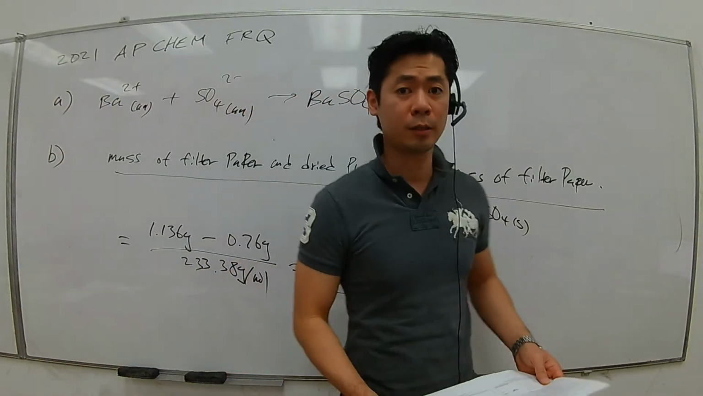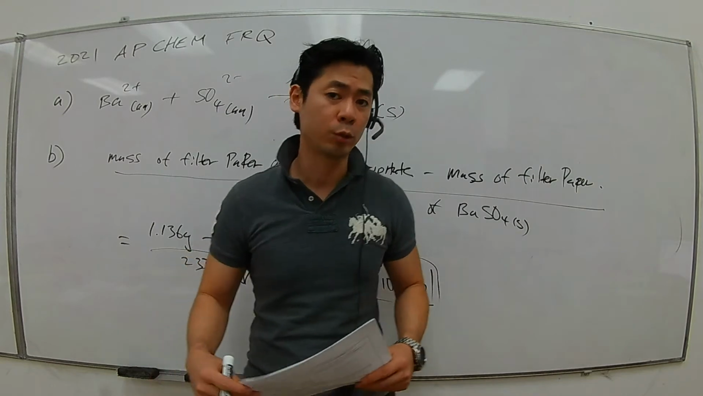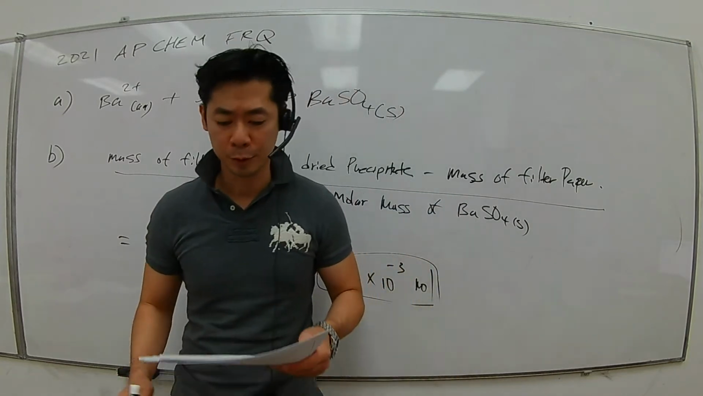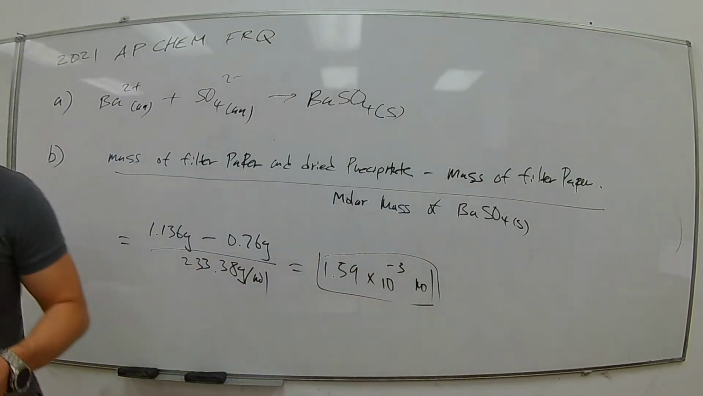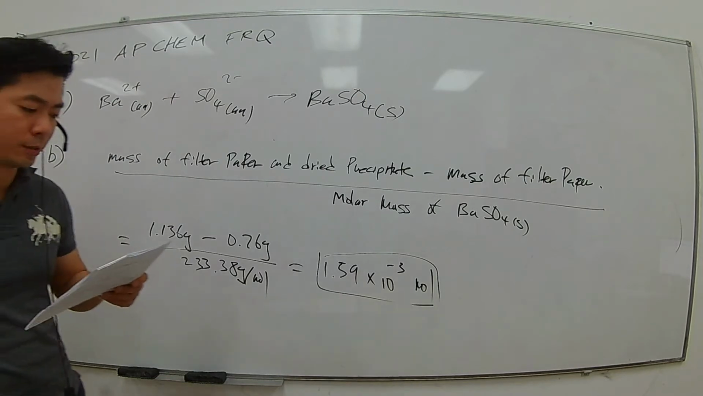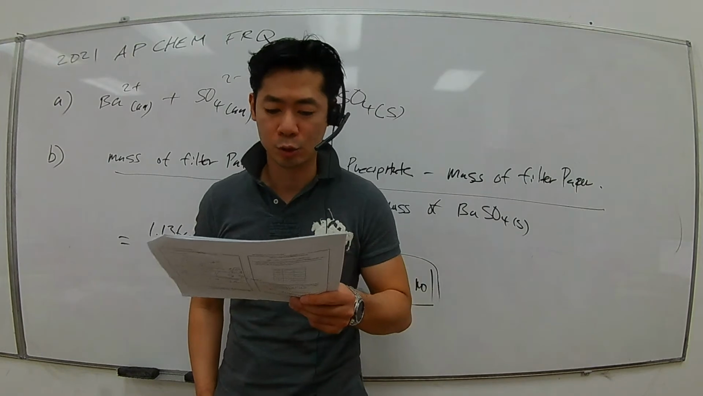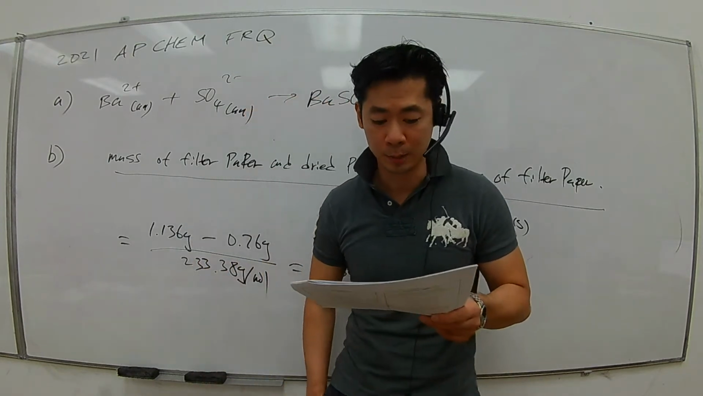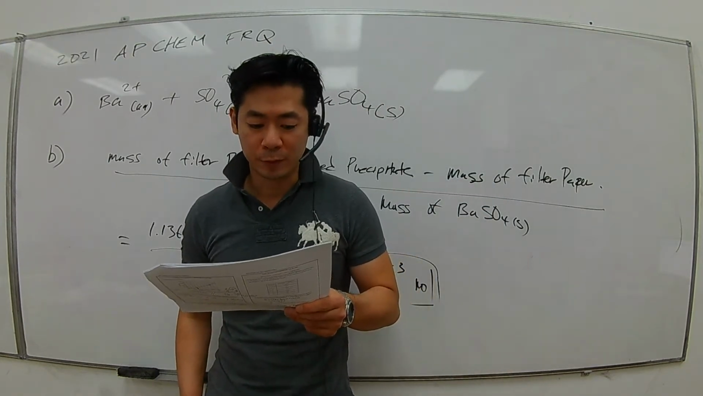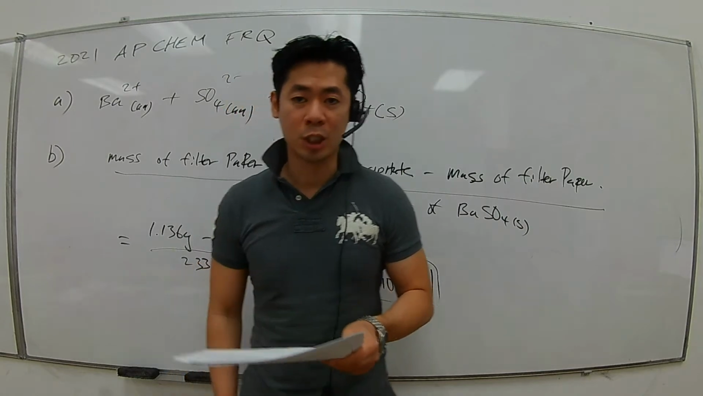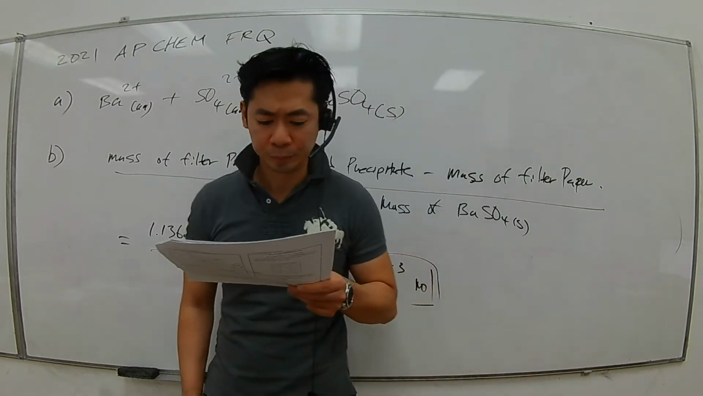Hey guys, let's take a look at number 3 of the 2021 AP Chemistry free response questions. The question is asking, guys, a student is given the task to determine the molar concentration of copper sulfate, and the student uses two different procedures, precipitation and spectrophotometry.